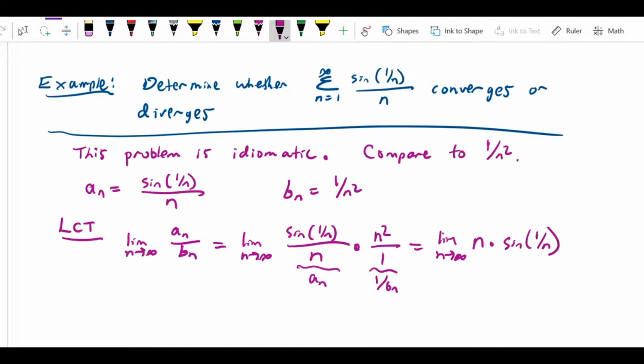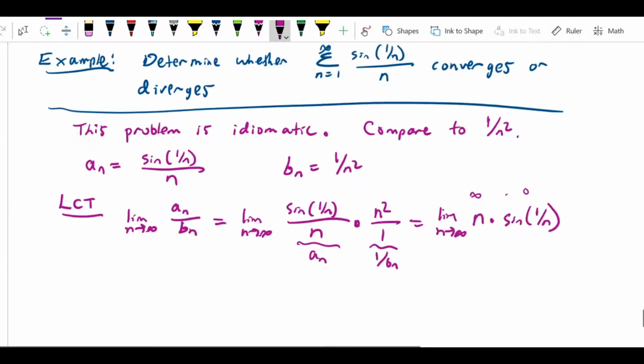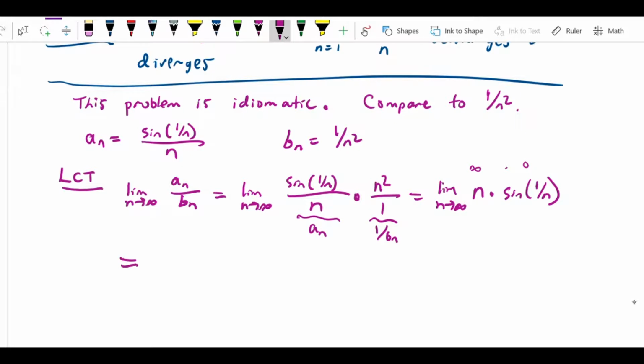And one thing you may note here is that this is an infinity times 0 type of limit, which should tell you to use L'Hopital's rule. That's infinity times 0 because, of course, as n approaches infinity, n is approaching infinity, and 1 over n is approaching 0, and of course we know the sine of 0 is just 0. So what we want to do is convert this to the form limit as n approaches infinity of sine 1 over n over 1 over n. Multiplying by n is like dividing by 1 over n.